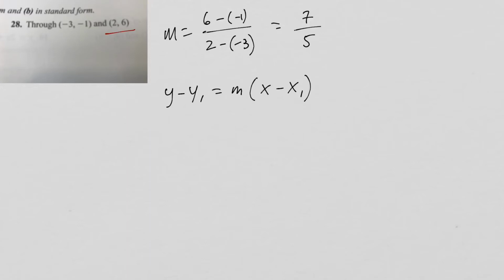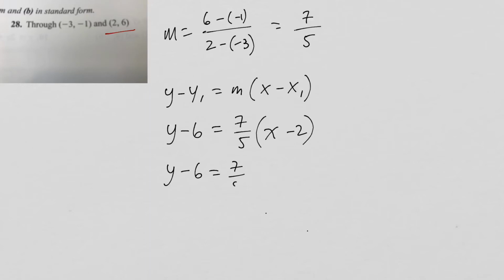So we'll say that y minus 6 is equal to 7/5 x plus 3. Oh, what did I just do? Plus 3. X minus 2. Well, I looked at the wrong point. X minus 2. Okay, now I'm going to distribute on the right. So we have y minus 6 is equal to 7/5 x minus 14/5.